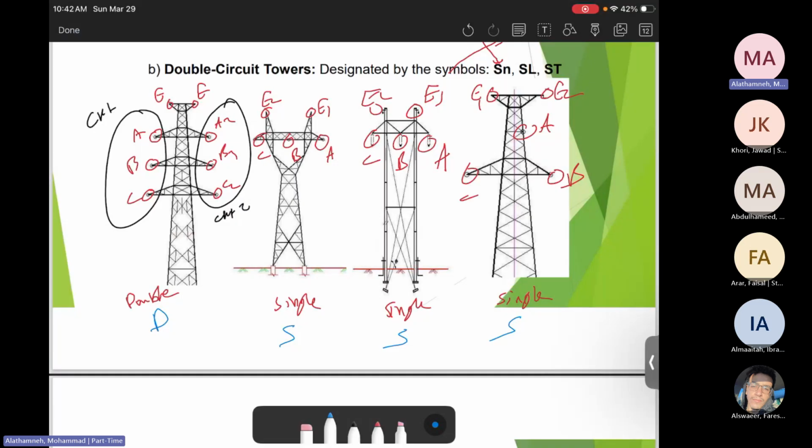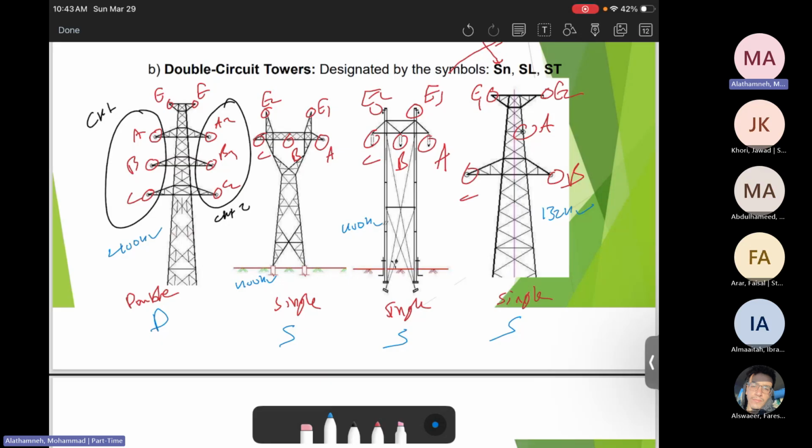The other thing, when you look at it, you will see two earths. These kind of towers are based on 400 kilovolts. This is 400 kilovolts, while this one is 132 kilovolts. The vast majority of our power lines are based on 132 kilovolts.